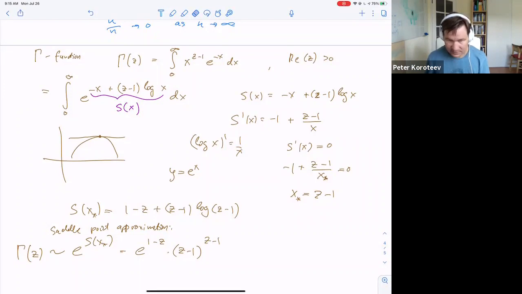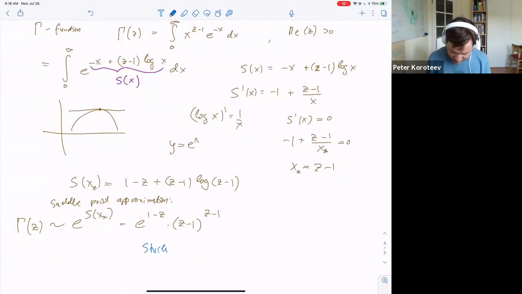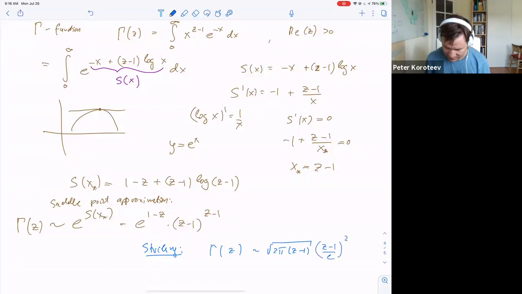So it turns out that this is the value. Now, if you do it a little bit more precisely, you can get a more precise formula. The actual Stirling formula goes a little bit beyond the scope of the course, but it would work like so: gamma of z is approximately square root of 2 pi, times z minus 1. So you cannot get the square root from here. And then times z minus 1 divided by e to the power z minus 1.